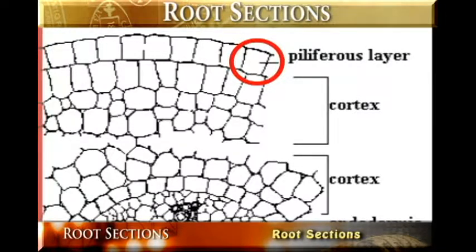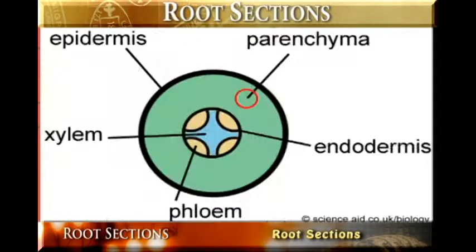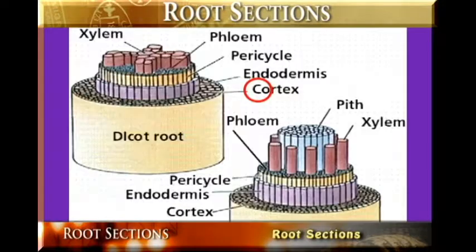Then we have the cortex inside. When you enter inside, we have the cortex. This one is made up of parenchyma cells, and it provides support and storage of food material. That is the major work of the cortex, to provide support and to store food materials.